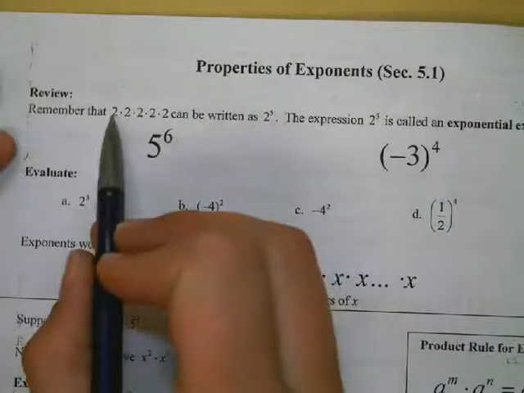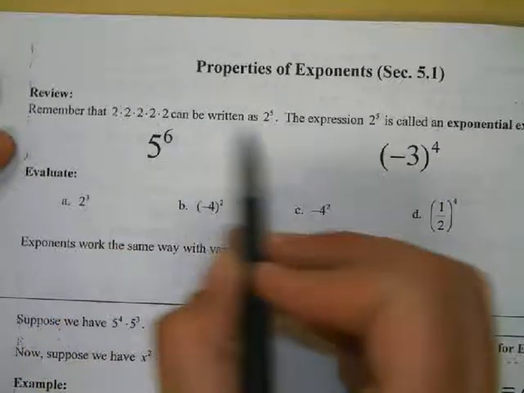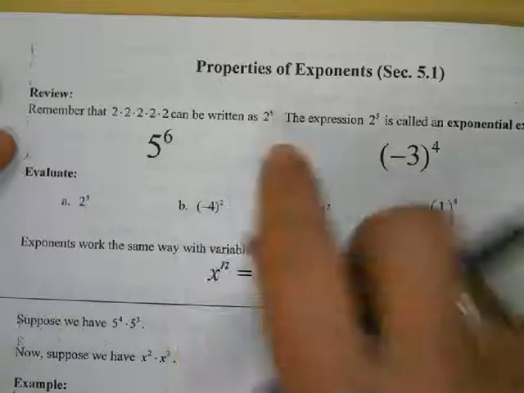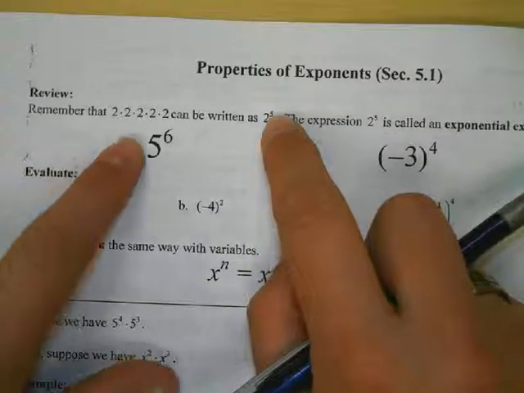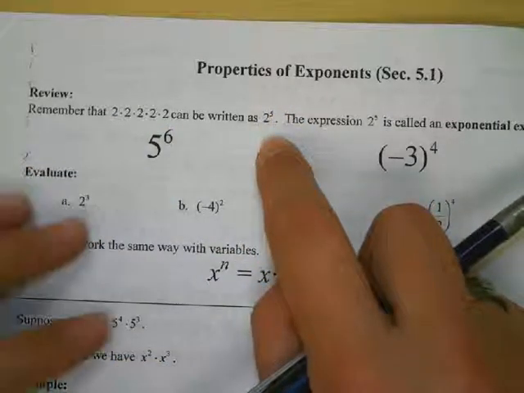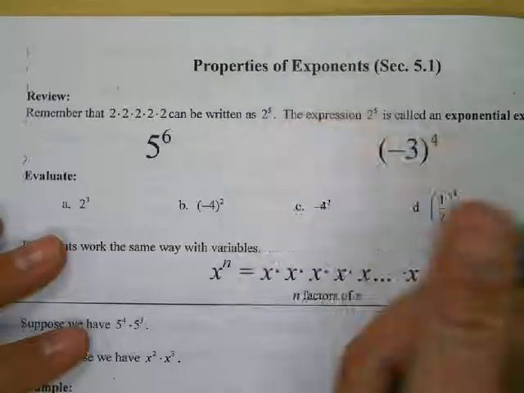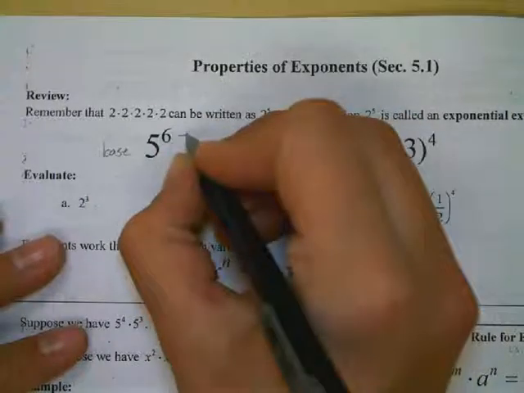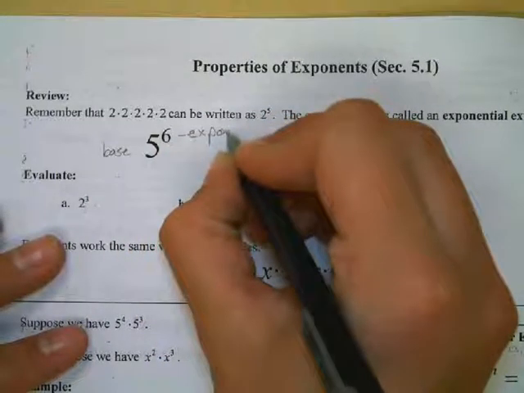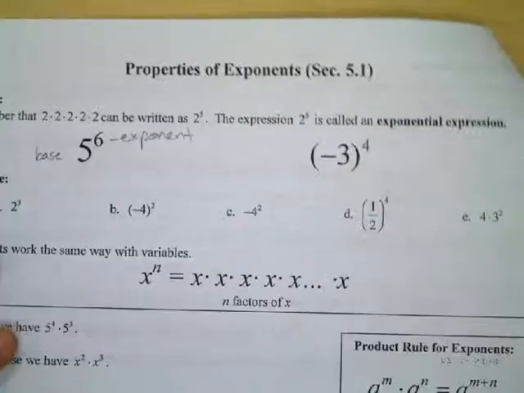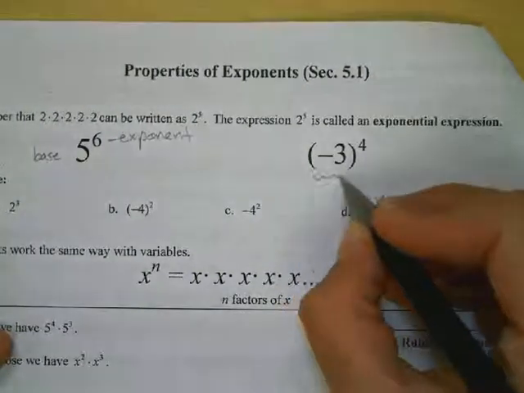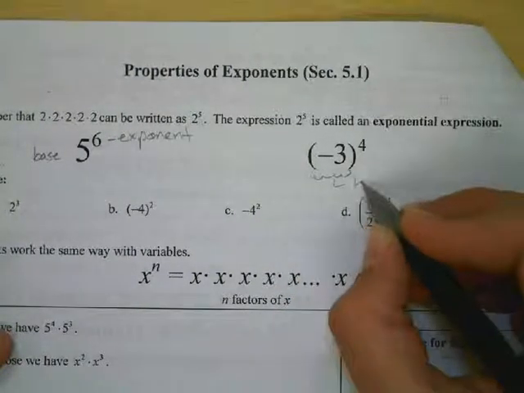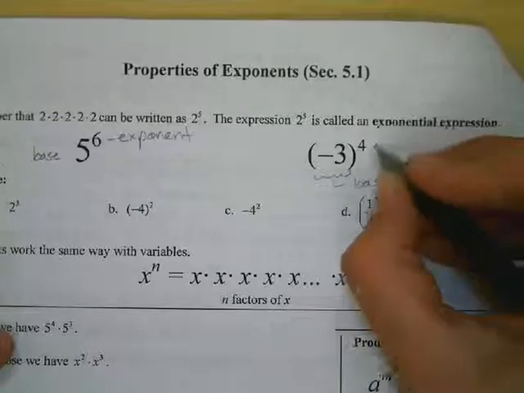Remember, 2 times 2 times 2 times 2 times 2 can be written as 2 to the 5th power. So the 5 is how many 2's that I'm multiplying together. This right here is considered our base, and this is considered the exponent. If you have something with parentheses around it, the entire thing inside the parentheses is part of our base, and this part is still the exponent.